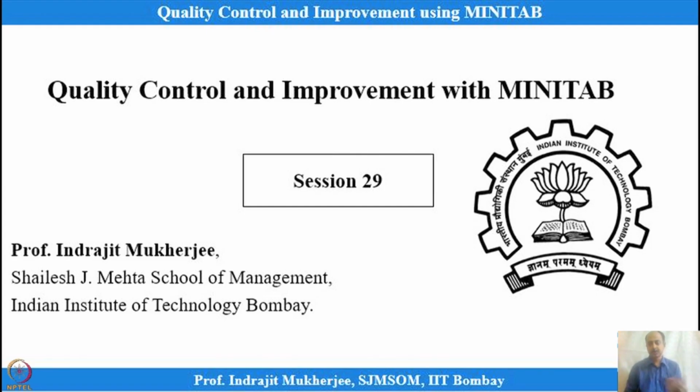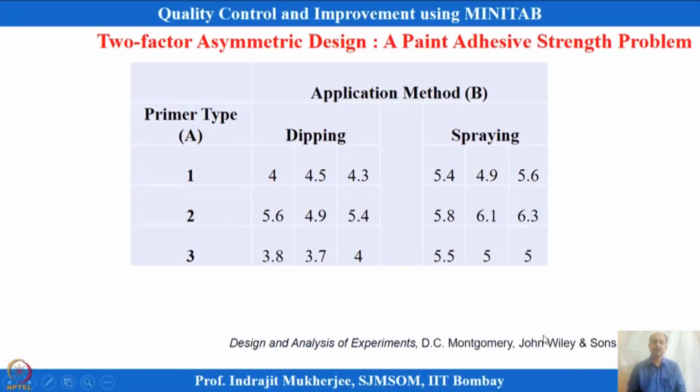So, we are discussing experimentation with two factors, and we have taken one example where we want to maximize the adhesive strength. That example is taken from Design and Analysis of Experiments by Montgomery, and the experiment is a combination of two factors. One is primer type, that is factor A, and another one is application method, that is factor B.